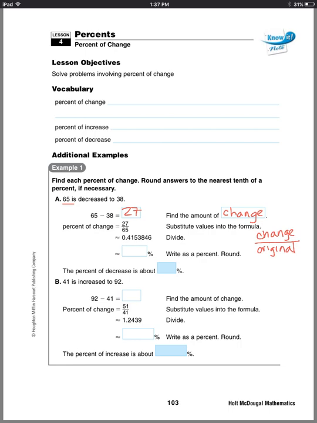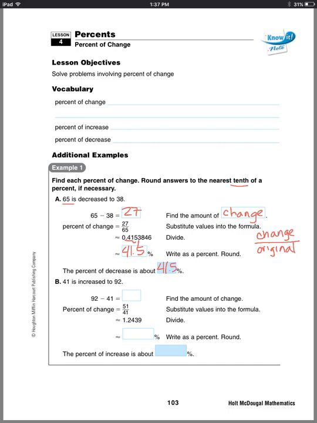You grab your calculator, you divide 27 divided by 65, and you get 0.4153846, right? And then you change that decimal to a percent. And we talked about that the other day, changing a decimal to a percent. We move the decimal 2 places right, and we get 41.5% because it says to round to the nearest tenth. And so we look at the 3, and that 3 keeps the 5 the same. So the percent of decrease is about 41.5%.